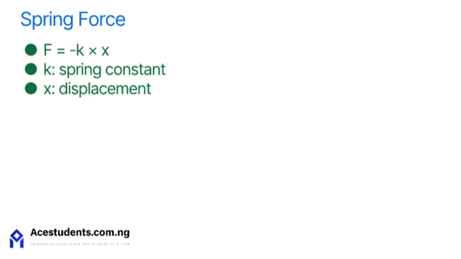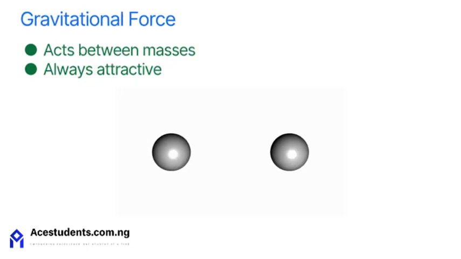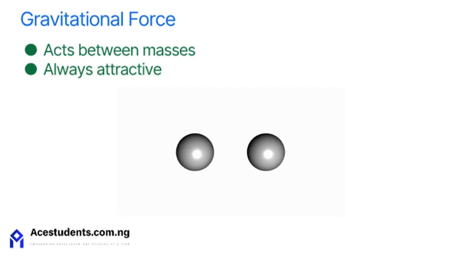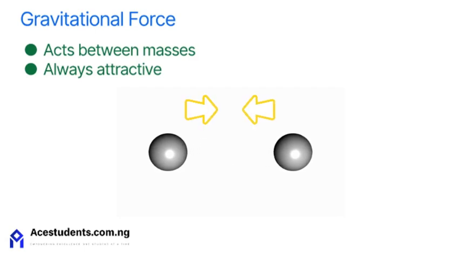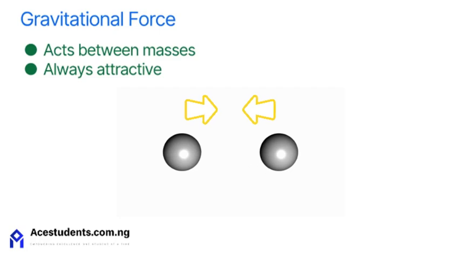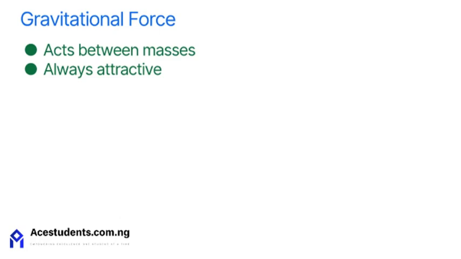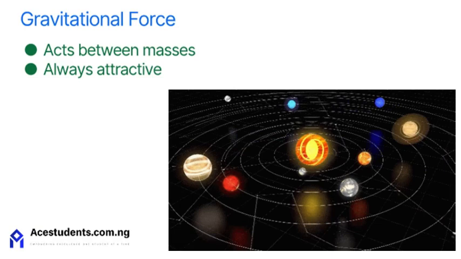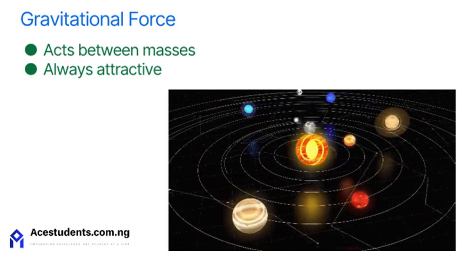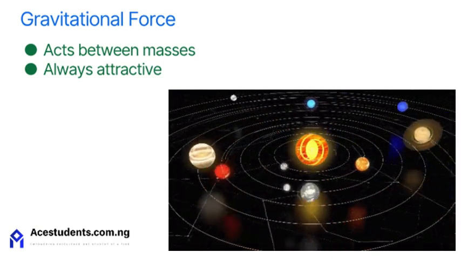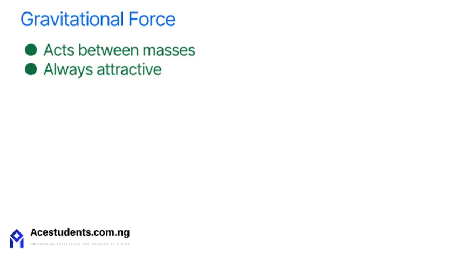Now let's explore the non-contact forces. Gravitational force is the universal force of attraction that exists between any two masses in the universe. It is always an attractive force, never repulsive, pulling masses toward each other. This force is what keeps the planets in orbit around the Sun. It is also why objects fall to the ground on Earth. Even though every object attracts every other object, the force is only noticeable when at least one of the masses is very large, like a planet.